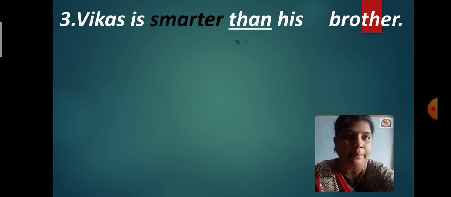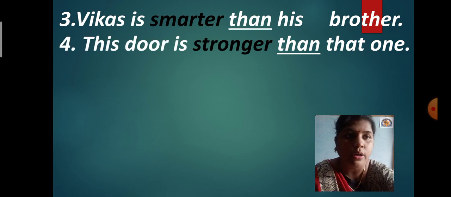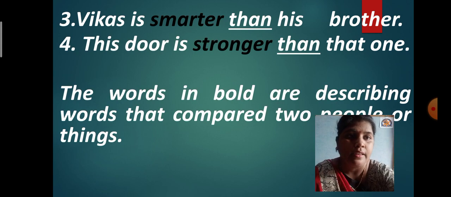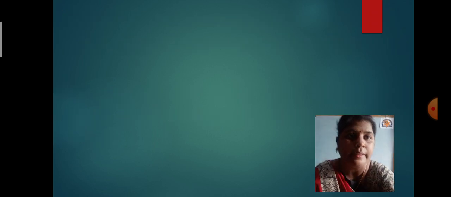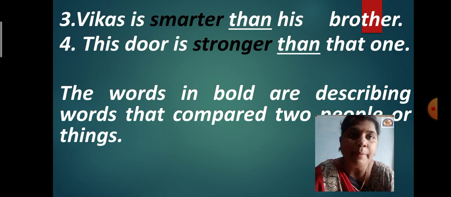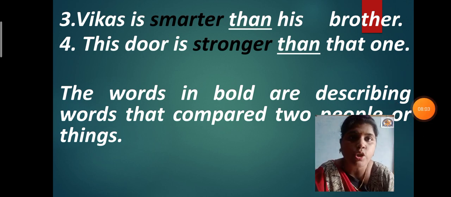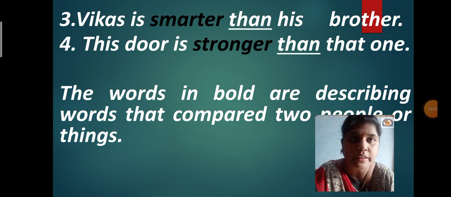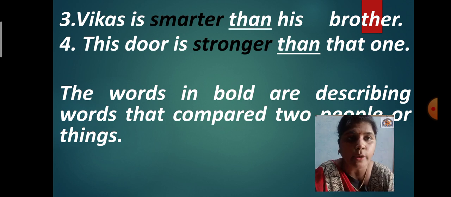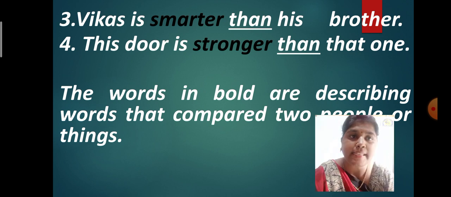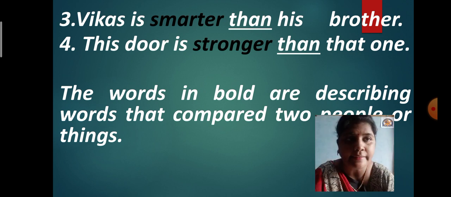See, there are a few more sentences in your book. Number 3: Vikas is smarter than his brother. So see the word smarter, and than. We trace on these two words. Number 4 is: this door is stronger than that one. See, this door is stronger than that one.